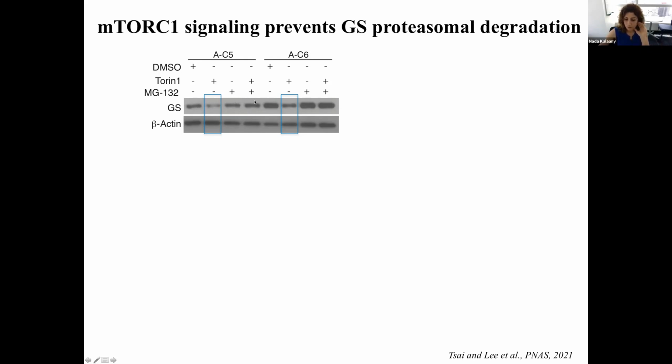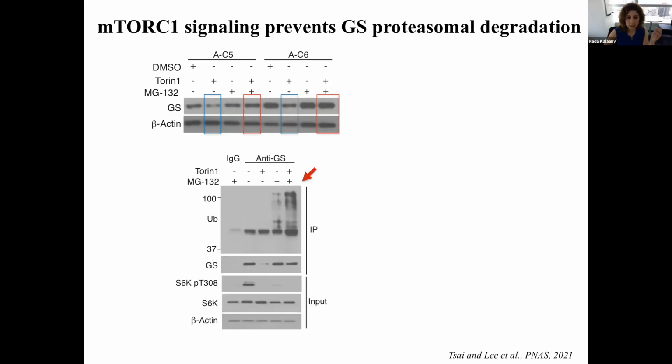If we now add MG132 in the presence of taurin-1, MG132 is a proteasomal inhibitor. What do we see? We see that we can rescue the levels of GS by preventing proteasomal activity, by suppressing proteasomal activity, indicating that mTORC1 is indeed preventing the degradation of GS.